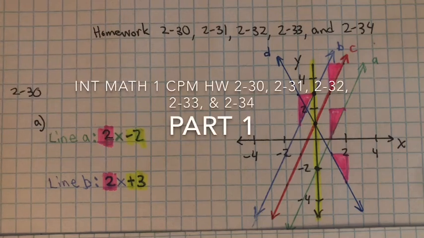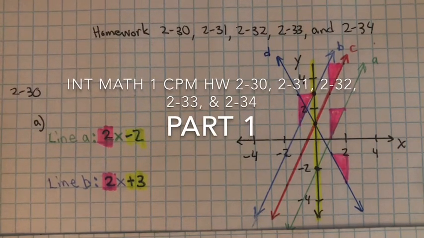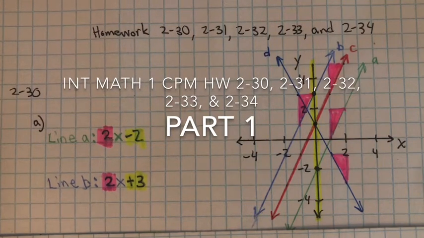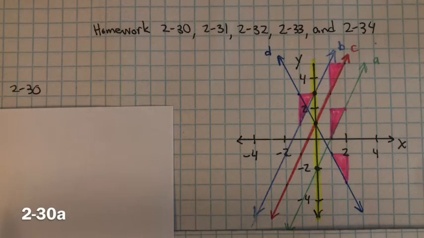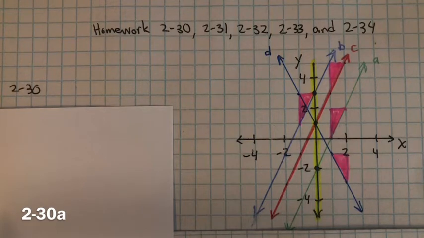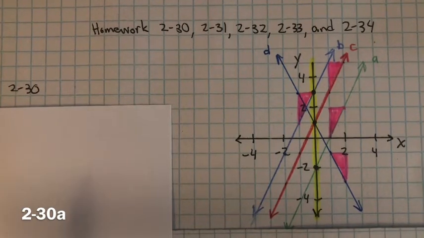This is the homework for 230, 231, 232, 233, and 234. Problem 230a. One of the lines at right matches the equation y equals 2x plus 3, and the other matches y equals 2x minus 3. Which line matches which equation?